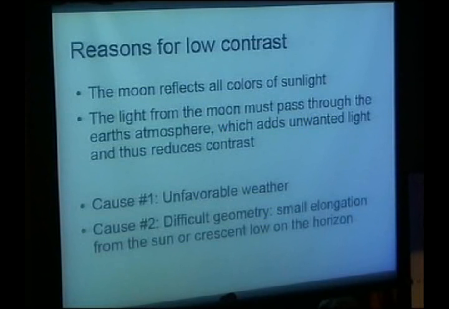And the second reason for low contrast is simply the difficult geometry of a small crescent. The closer you get to the sun, the smaller and thinner the crescent gets, and the fainter it gets in its brightness. And with this very low brightness, it has to compete against the bright glare of the sky, and that's where your low contrast comes from. But these issues can be addressed to a certain degree by the imaging approach, and I'm going to talk about that now.